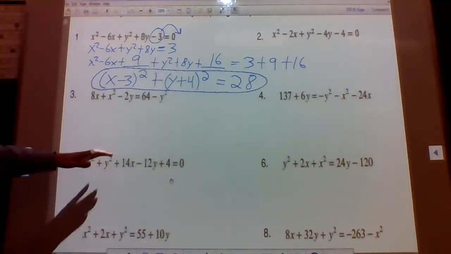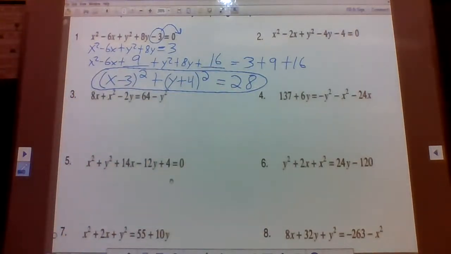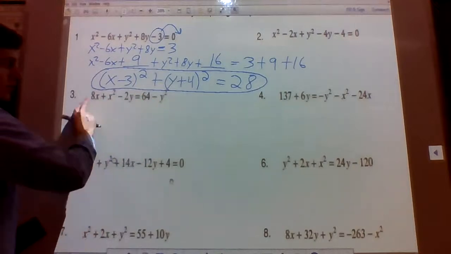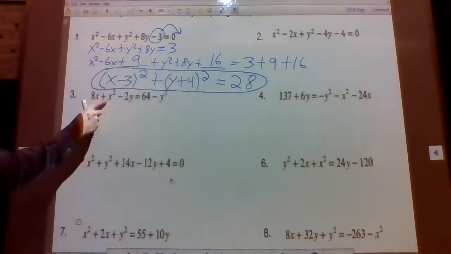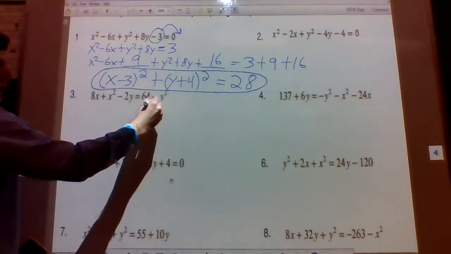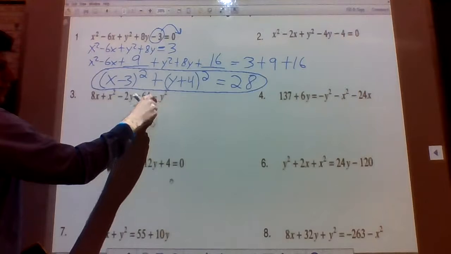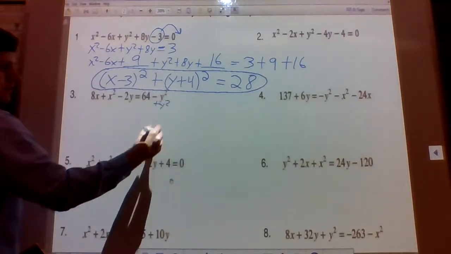Okay, I'm going to do 3 and 5 and then go up and do 2, 4, and 6. So number 3 here, we got to reorder it. We want it ordered with x squared first, then x, then y squared, then y. So we're going to have to add y squared to both sides.